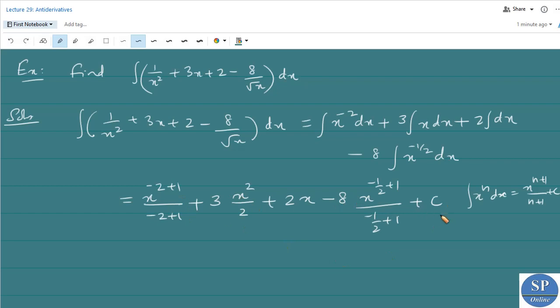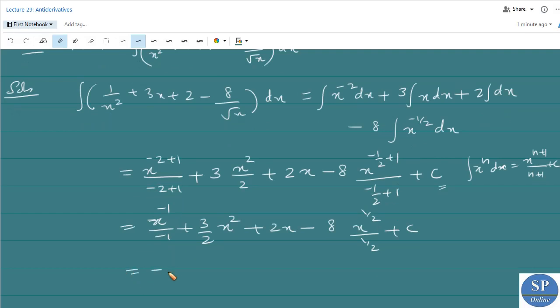For all these integrals we are using this constant of integration. So this is equal to x^(-1) divided by -1 plus 3 by 2 x square plus 2x minus 8 into x^(-1/2+1), that is x^(1/2) divided by 1/2, plus constant of integration. So this is equal to minus x^(-1) or minus 1 by x plus 3 by 2 x square plus 2x minus 16 into x^(1/2), that is root x, plus constant of integration. So this is the required integral.